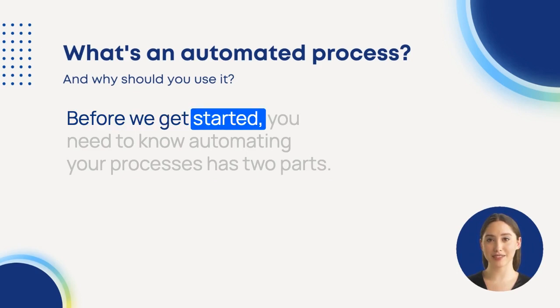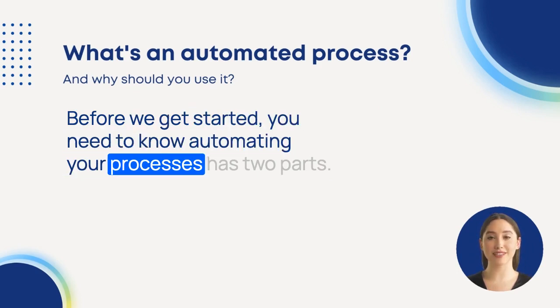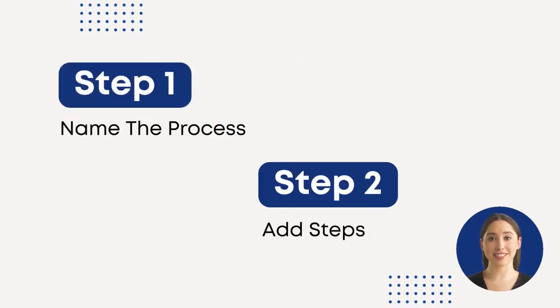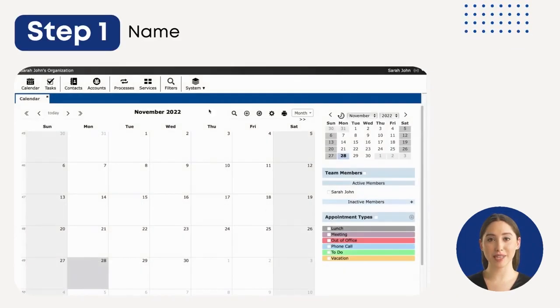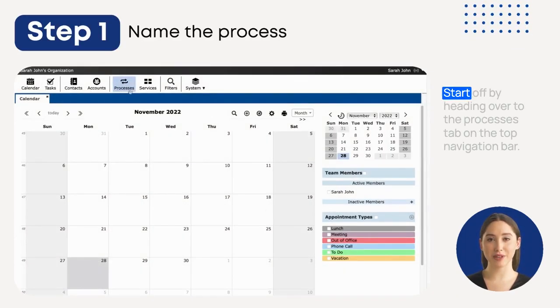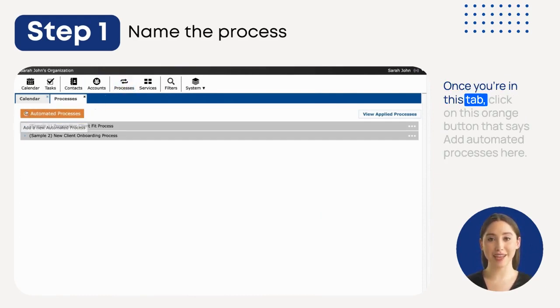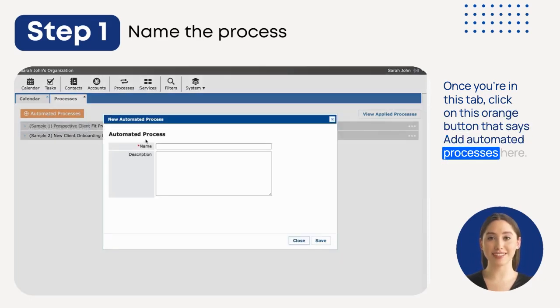Before we get started, you need to know automating your processes has two parts. The first part is to name your process, and part two is to add steps to this process. Let's dive into Toolkit to see how you can create your very own automated processes. Start off by heading over to the Processes tab on the top navigation bar. Once you're in this tab, click on this orange button that says Add Automated Processes.